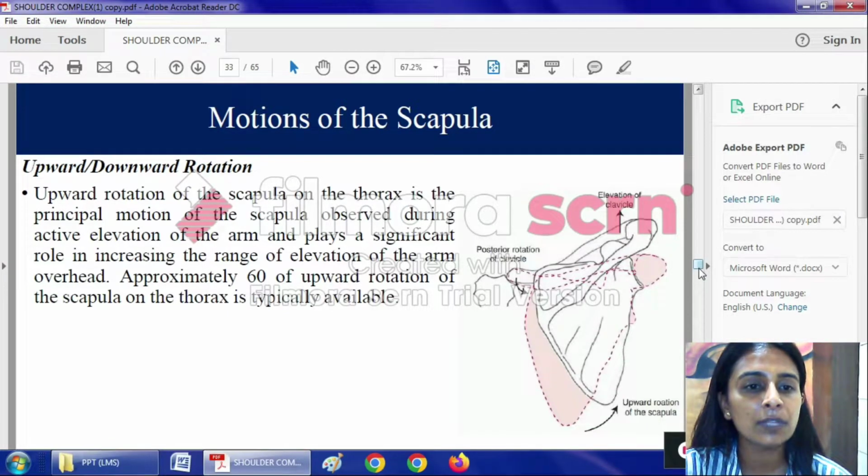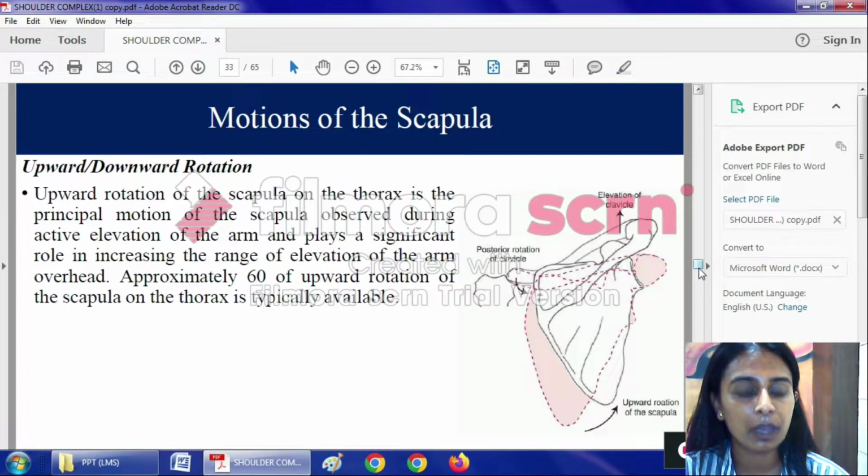Upward rotation of the scapula on the thorax is the principal motion of the scapula observed during active elevation of the arm and plays a significant role in increasing the range of elevation of the arm. Overhead, approximately 60 degrees of upward rotation of the scapula on the thorax is typically available.